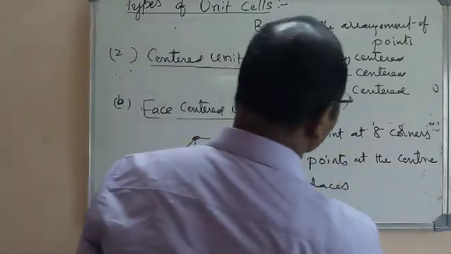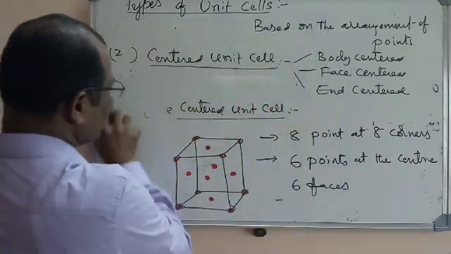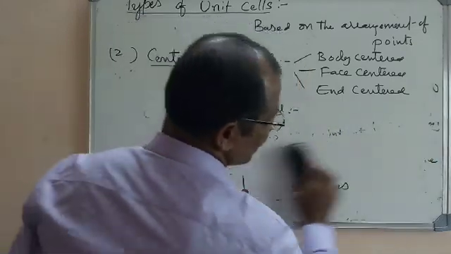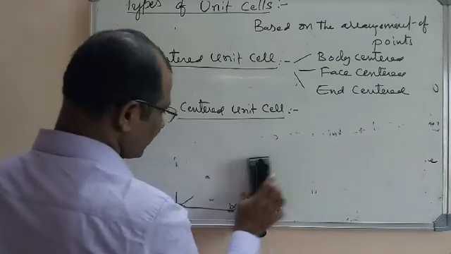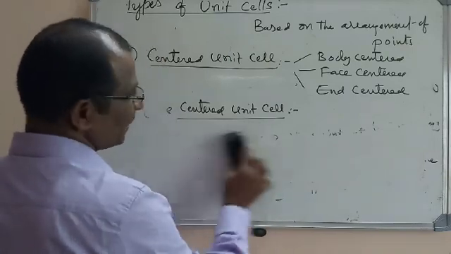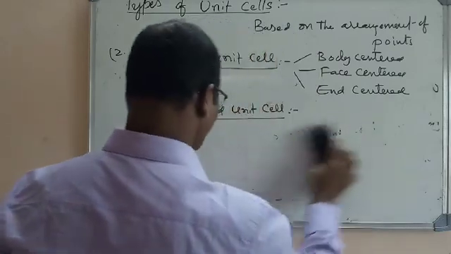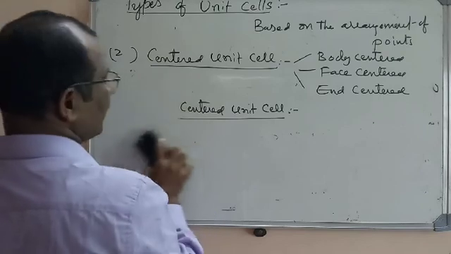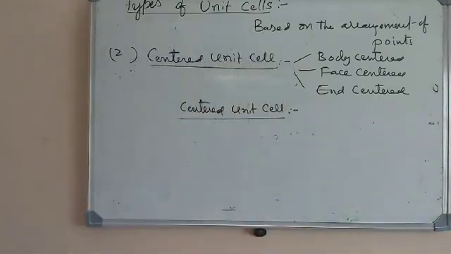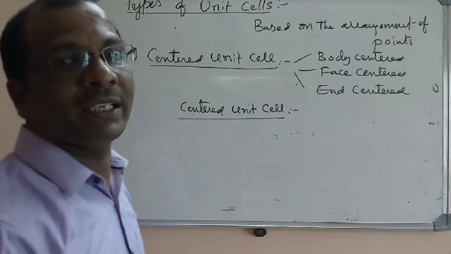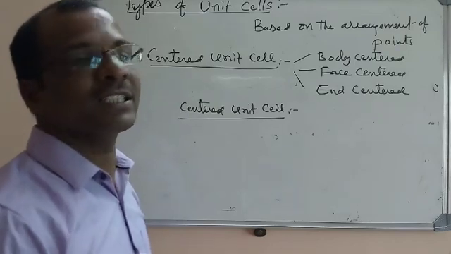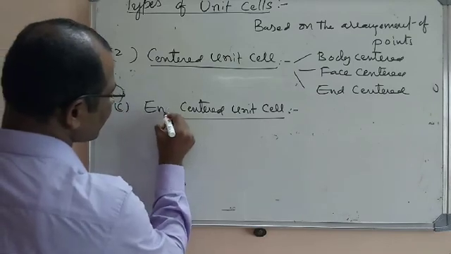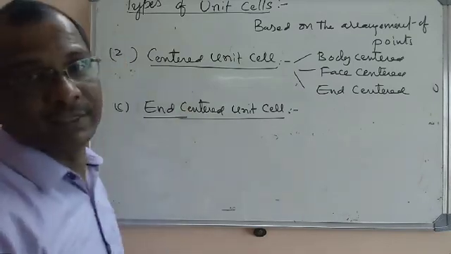And lastly, we'll go for the end-centered. If you understand primitive, everything is very easy to understand. Primitive will have 8 points at 8 corners. Then body-centered will have 8 points at the 8 corners. In addition to that, there will be a point at the center of the unit cell. Face-centered, 8 points at 8 corners, and 1 point on each of the faces. 6 faces, 6 points. Now we'll go for the last type of centered, that is end-centered unit cell.